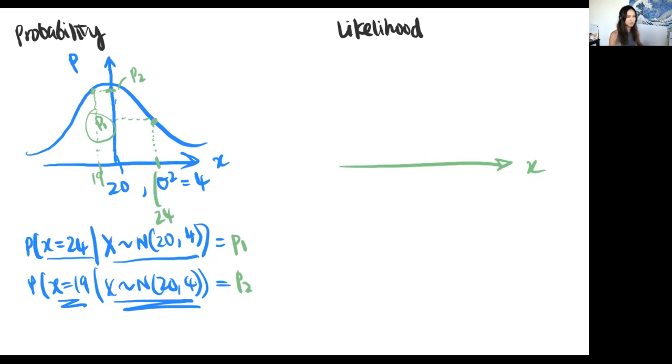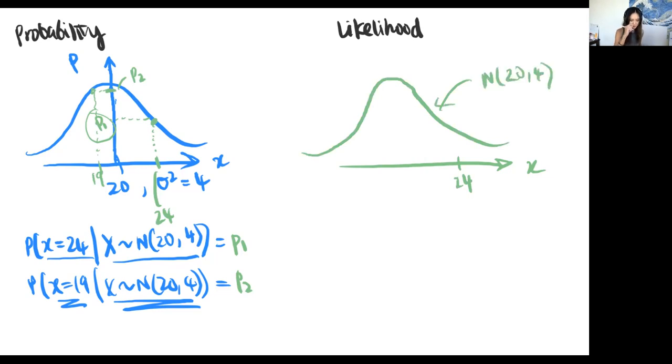So let's just start with one puppy. And let's just say that the one puppy that I have is 24 pounds. So I have this one puppy that's 24 pounds. Like I mentioned before, likelihood is when you know your values, but you're not sure of your distribution yet. So, okay, let's just use the same distribution that we had before. This distribution is normally distributed with mean 20 and standard deviation of 4.